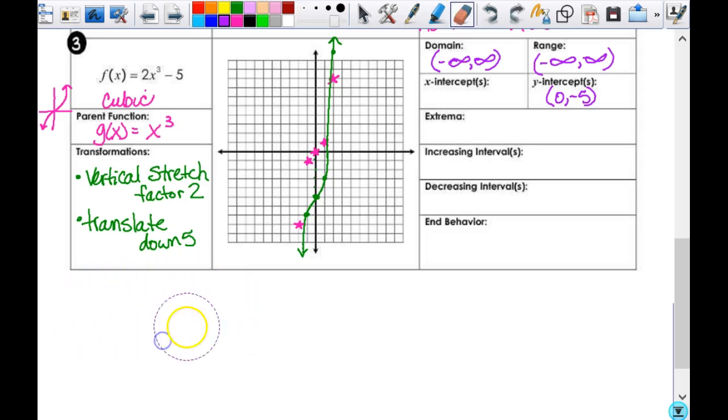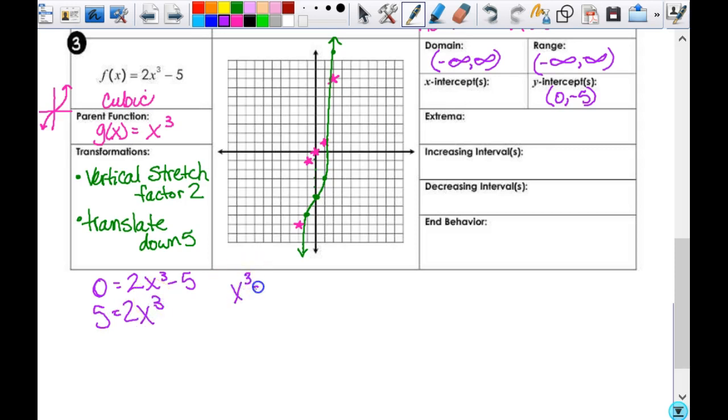The reason some of you get mixed up is because you don't know what you're doing with 0, right? You are looking for the x-intercept. The x-intercept is when y is 0. I heard some of you say this represents my y. So 0 equals 2x cubed minus 5. Solve that. 5 equals 2x cubed. That means 5 halves equals x cubed. So x is equal to the cube root of 5 halves.